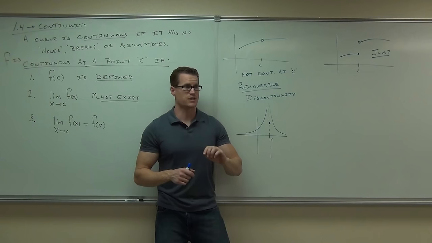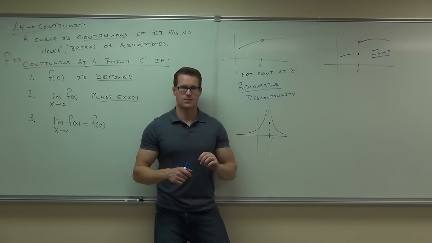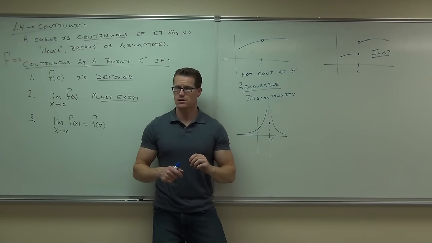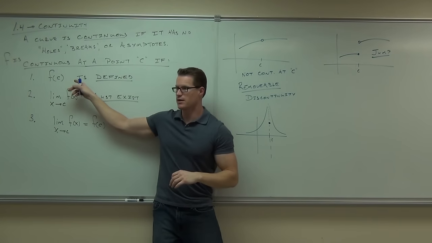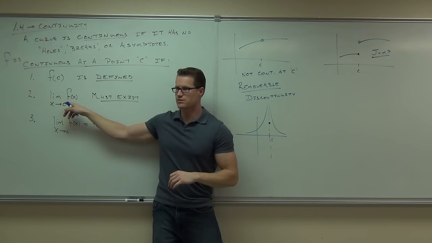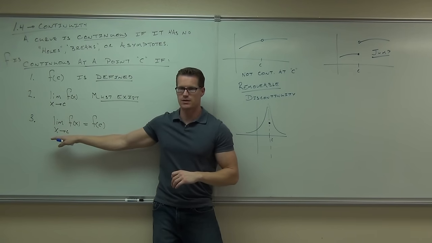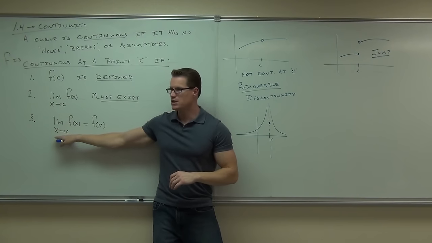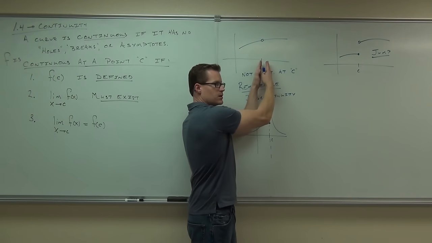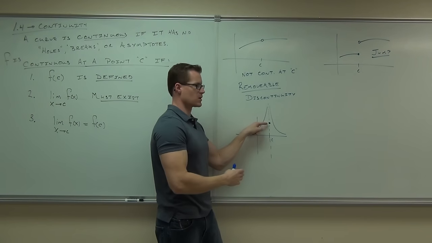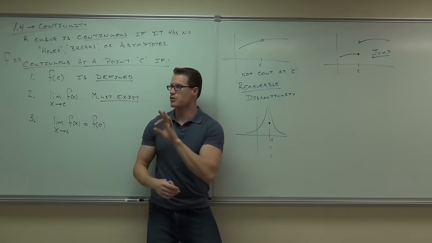Is number two satisfied? Does the limit exist? Are you going to the same spot from left to right? Yes. Going to infinity, yes, the limit exists. So number one is satisfied, and number two is satisfied. Would you agree with that? Yeah. This is why we need number three. Is number three satisfied? Does the limit equal the value of the function? The limit equals infinity. The value of the function equals this right here. Are those the same thing? No. So number three fails.